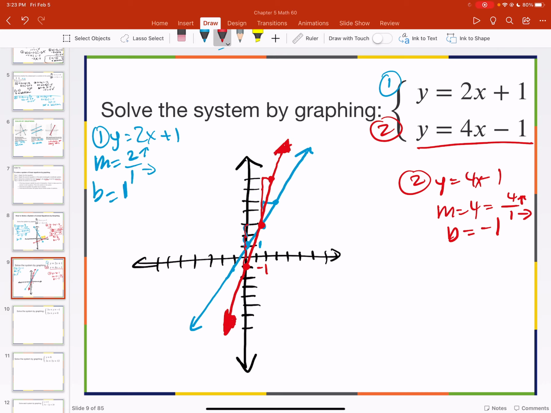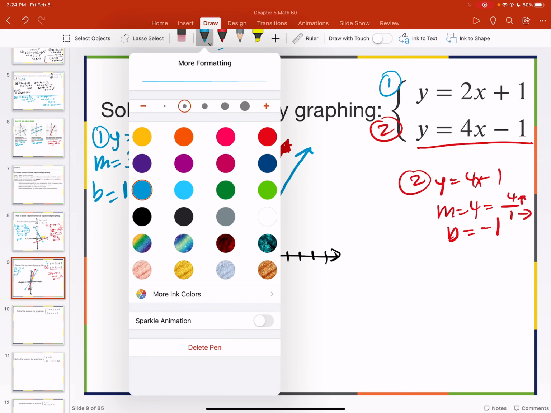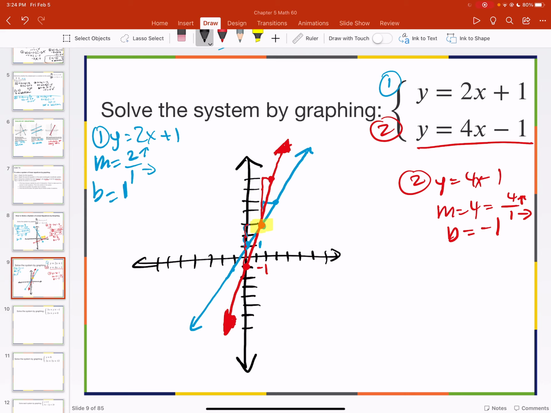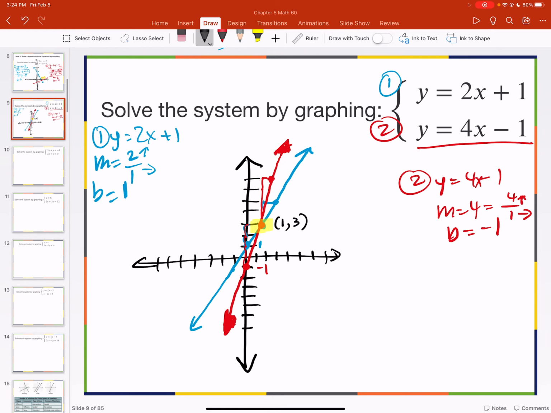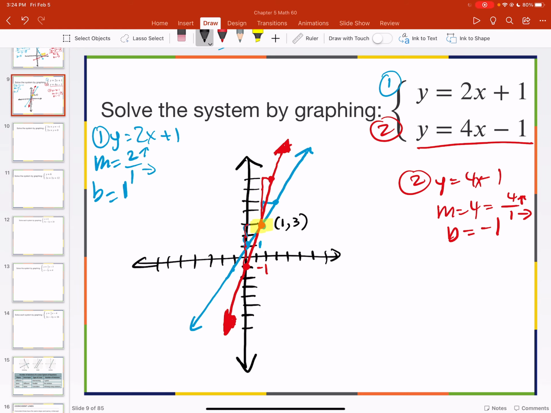Okay, sorry about that. And then, so what's my point here? Right here, right? That's where they meet. That's your solution. So finally, what's the value of x and y at this point? That's x equals 1 and y equals 3. So your solution is 1, 3. All right. Let's see what else we can do.